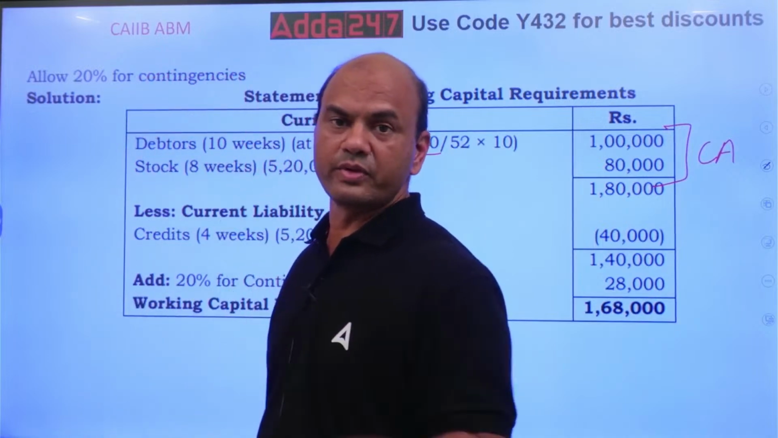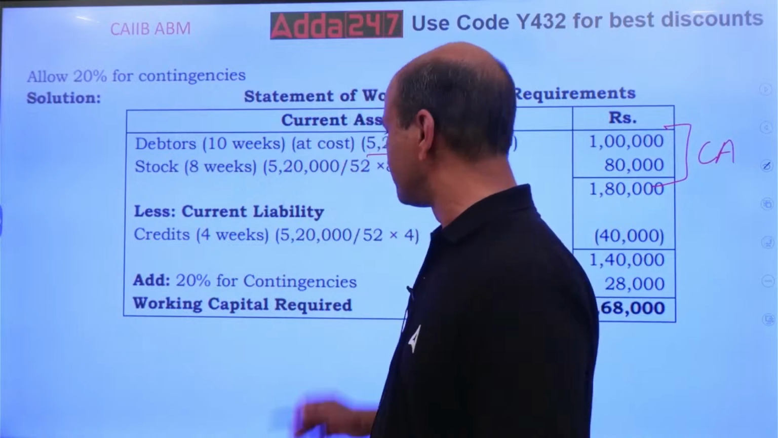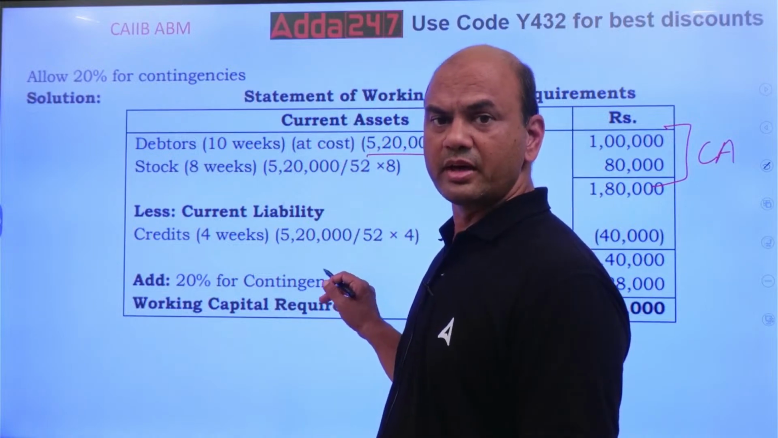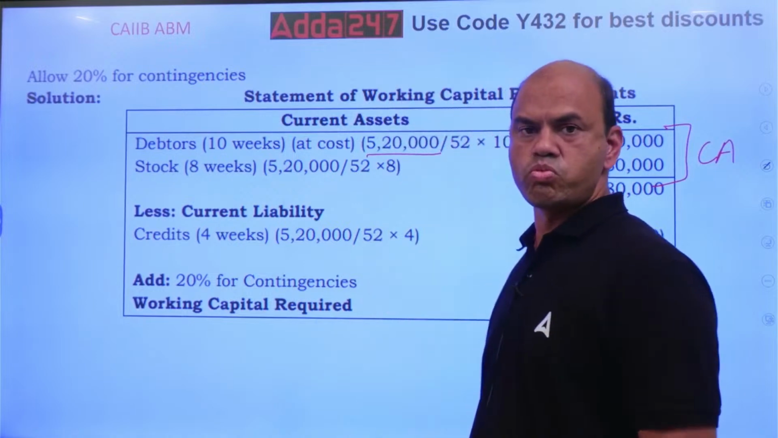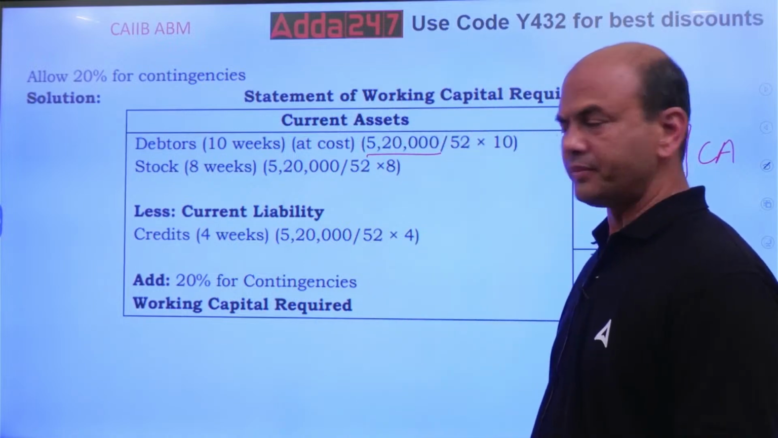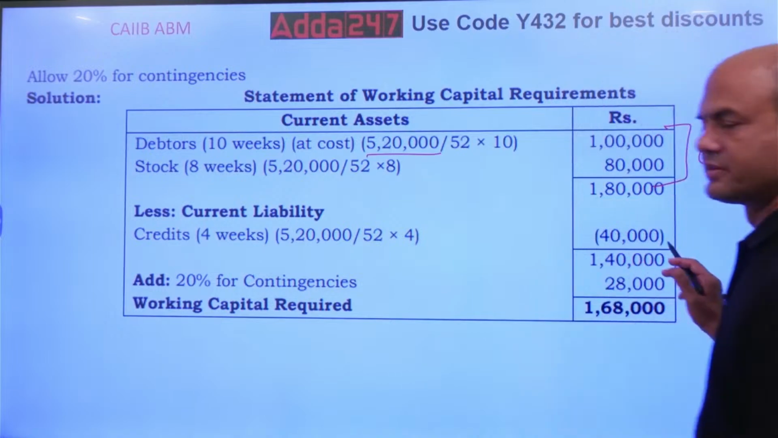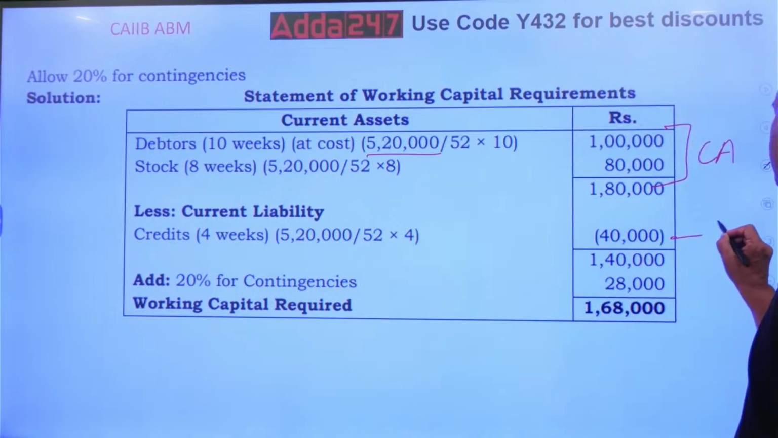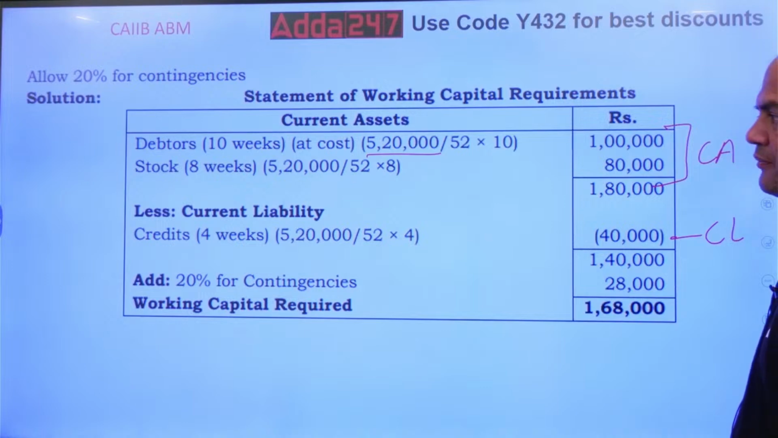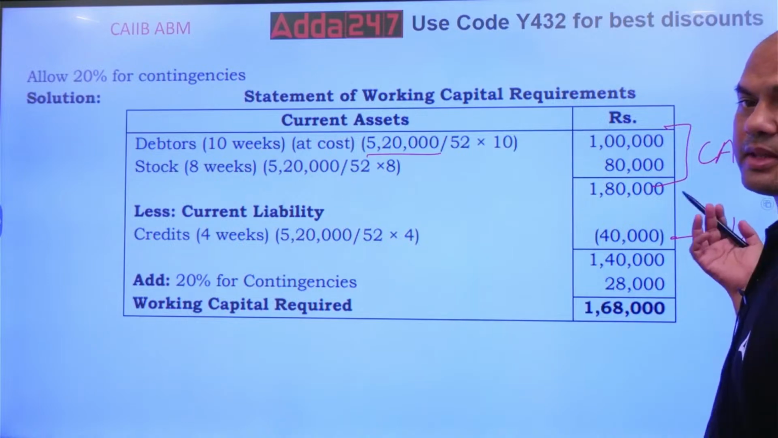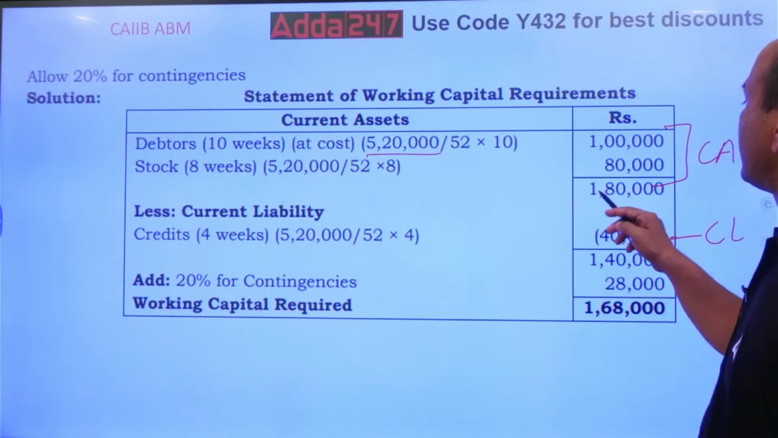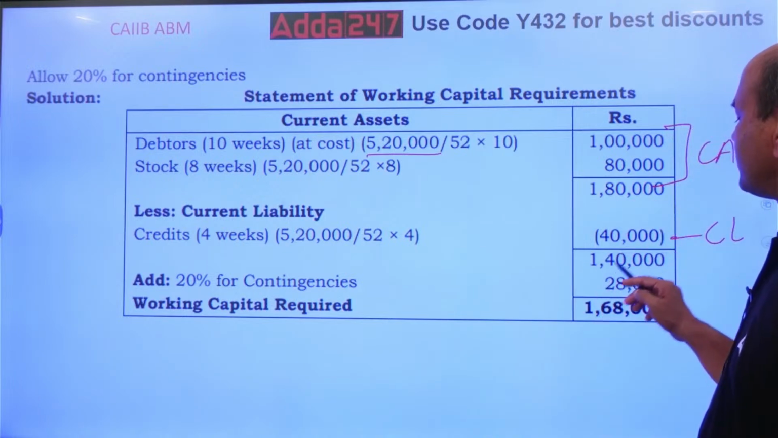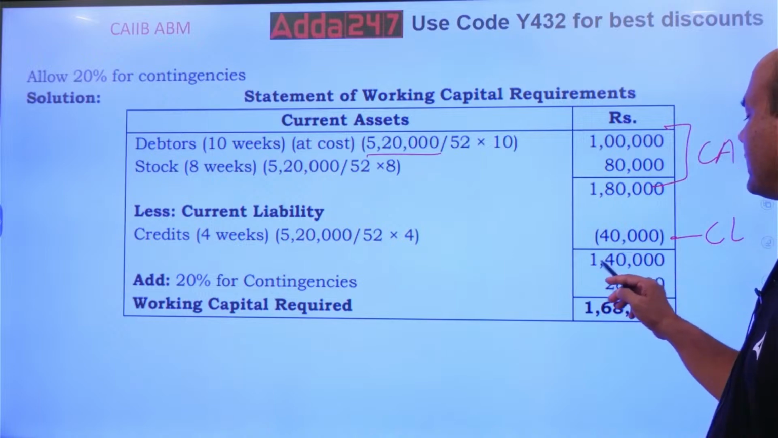Now current liabilities. Creditors are given 4 weeks. Again, same logic. 520 upon 52, into 4. Okay, so it is 40,000. So this is your current liability. So now you got current asset and current liability. Now, the working capital gap, what is asked? Find the working capital gap. So 1,80,000 minus 40,000, you get it as 1,40,000.